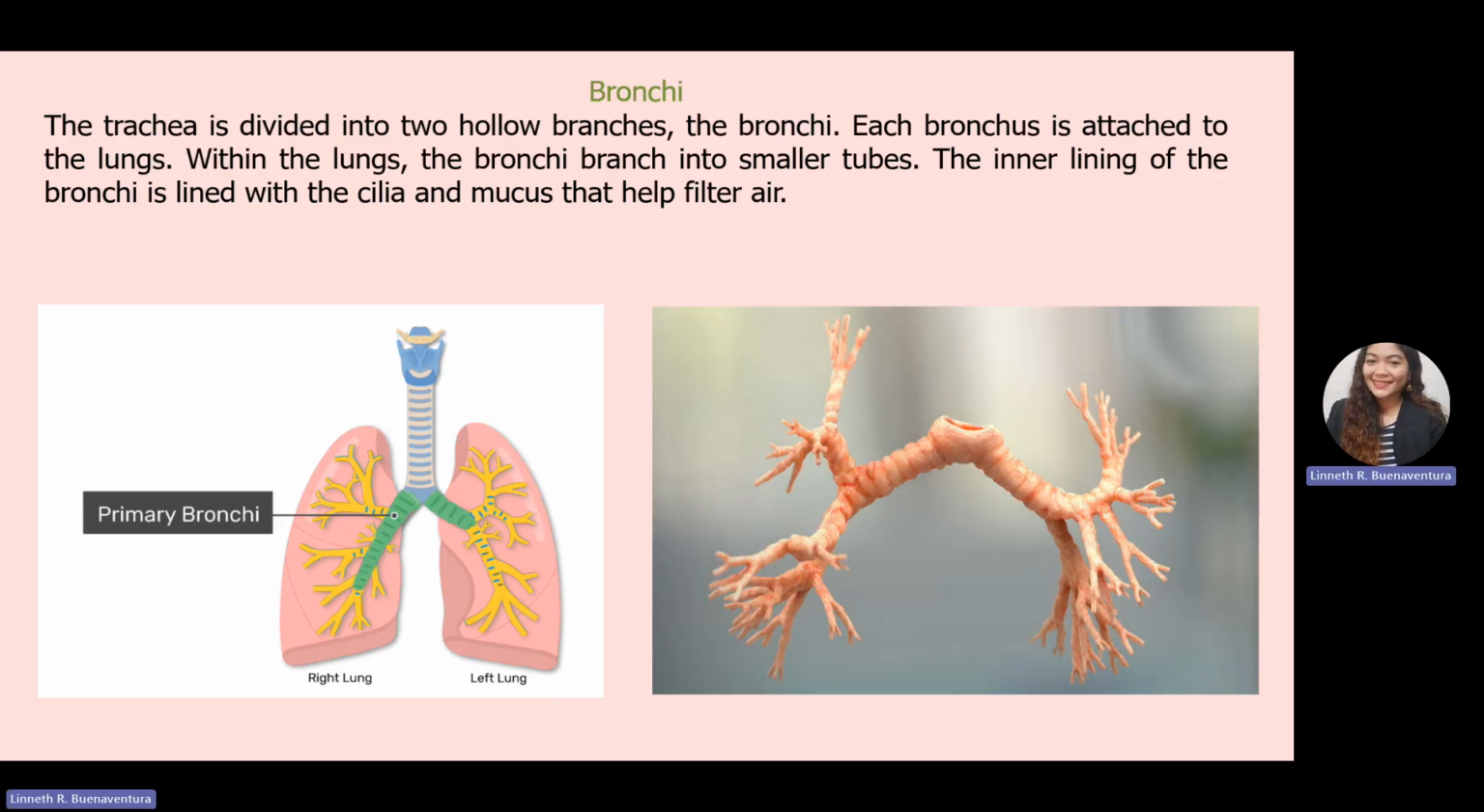Followed by the bronchi. The trachea is divided into two hollow branches for the two bronchi. Each bronchus is attached to the left or right lung. Within the lungs, the bronchi branch into smaller tubes. The inner lining of the bronchi is also lined with cilia and mucus, which help in the filtering of air. So this is the bronchi. Okay, this is the real image of a bronchi.